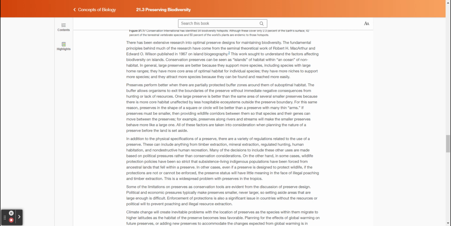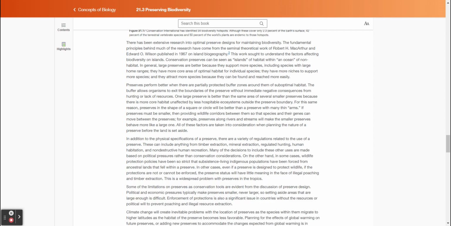There has been extensive research into optimal preserve designs for maintaining biodiversity. The fundamental principles behind much of the research have come from the seminal theoretical work of Robert H. MacArthur and Edward O. Wilson, published in 1967 on island biogeography. This work sought to understand the factors affecting biodiversity on islands. Conservation preserves can be seen as islands of habitat within an ocean of non-habitat.